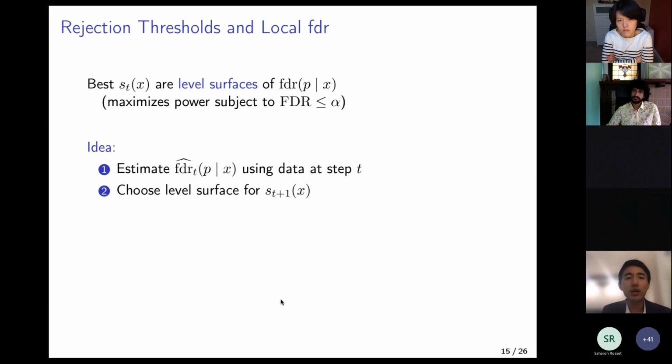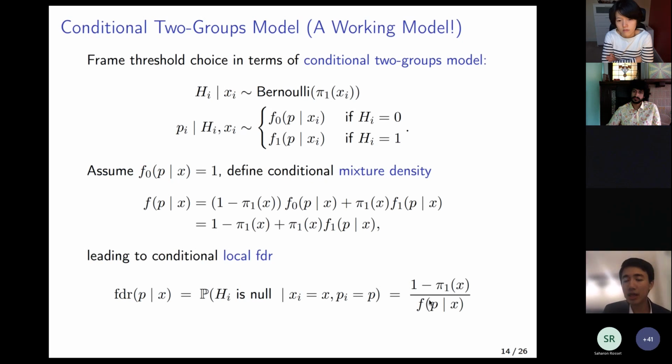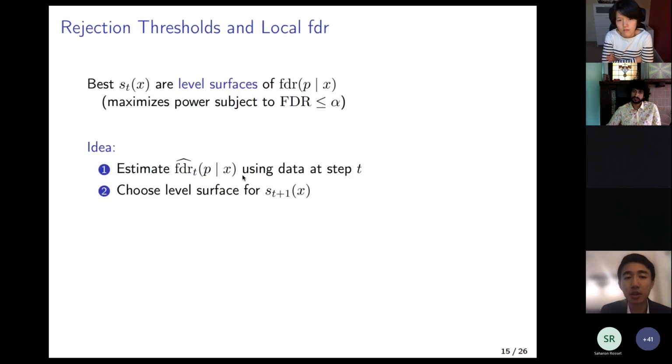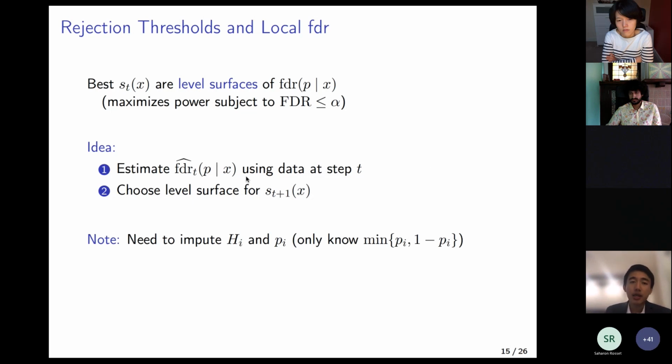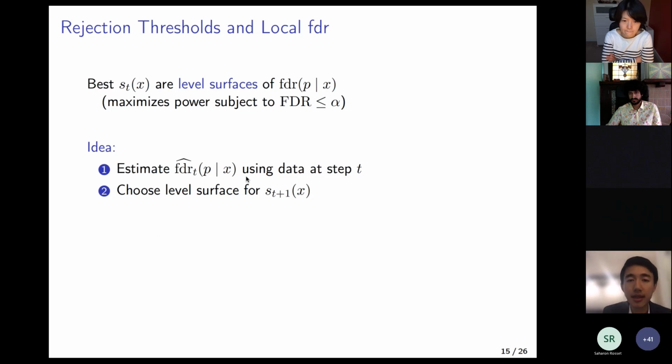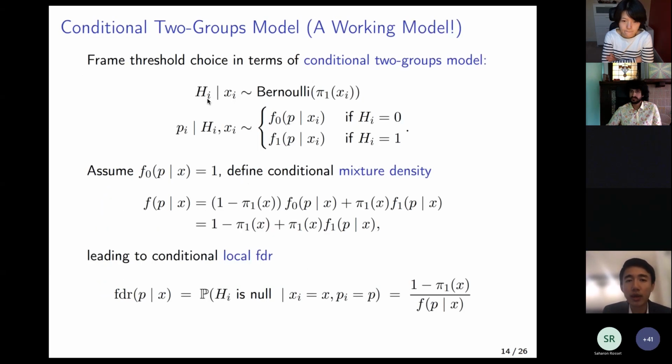So previously we showed that the best threshold should be level curves of this local FDR, and we know that it has a closed form expression. So if we can estimate this local FDR, then we choose the next level surface. But as you can see, here we have a missing data problem, because in this setting, we don't know what Hi is. And also we have masking. So for many p-values, we can only observe their min of p and 1 minus p.